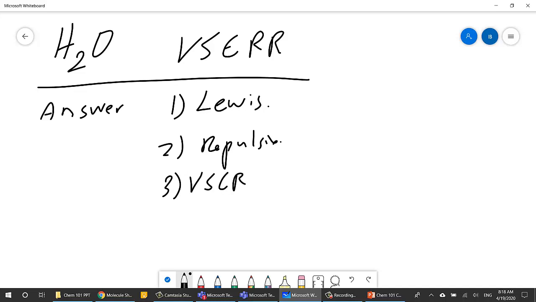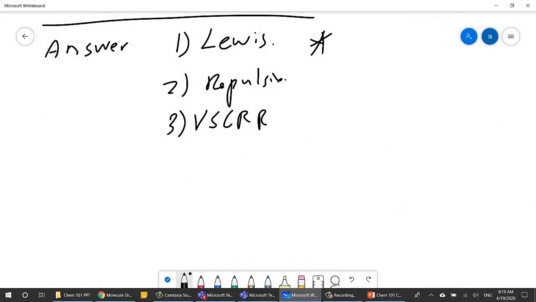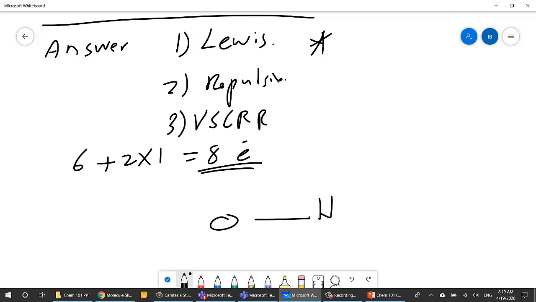So the first step of drawing any VSEPR structure is you must do the Lewis structure, and that's why Lewis is important. Although it's wrong, you have to do it. So you count the electrons first for Lewis. You have oxygen in group 6, so it has 6 electrons plus 2 times 1. So that's 8. So you must have 8 electrons in your structure. You put oxygen in the middle, H here, H there, and clearly here you have only 4 electrons. There are also 4 left, so you put them on oxygen.